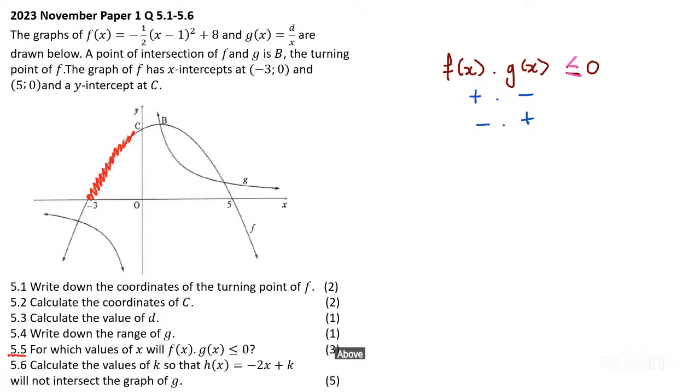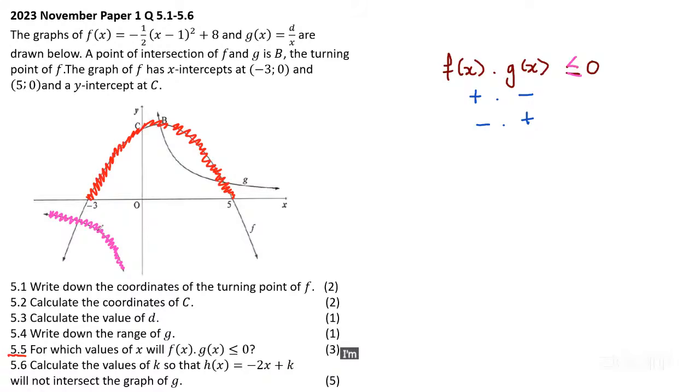Above, above. So that's positive f of x. For negative g of x, we're looking at this part of the graph. The pink part is negative g of x, while the typical red part is the positive g of x.